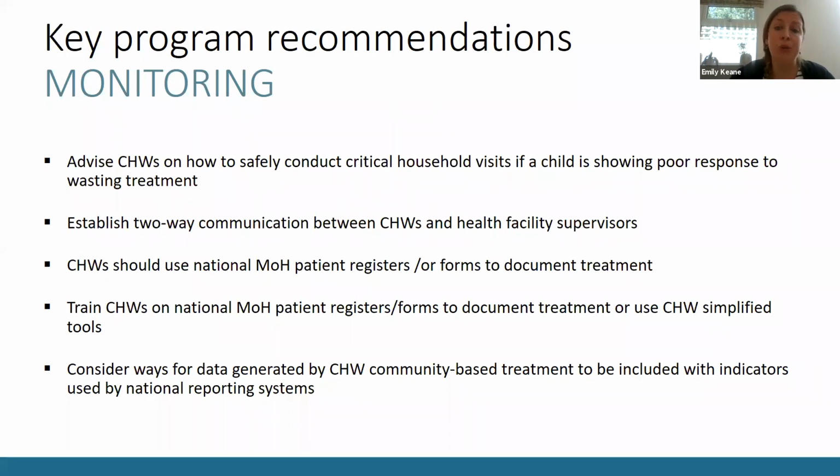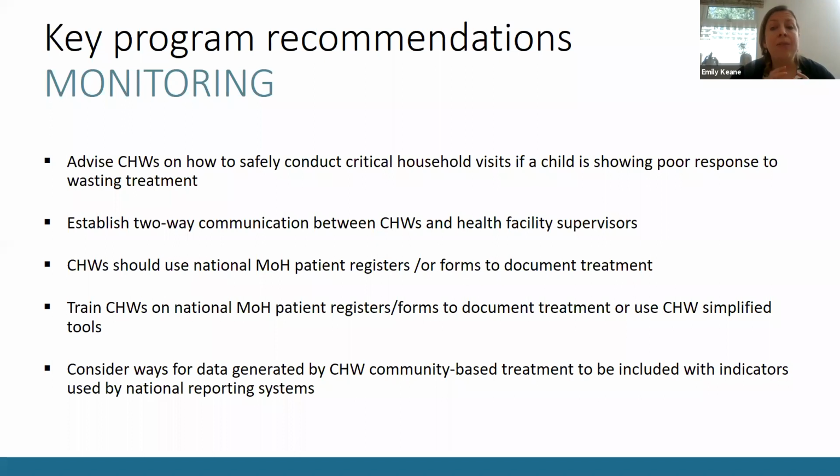But we would want to ensure here that they have appropriate equipment and training to do this correctly, particularly PPE equipment. Again, thinking about this two-way communication, also recognizing that in the COVID context, things change rapidly. So thinking about how we can establish communication between community health workers and health facilities, supervisors.